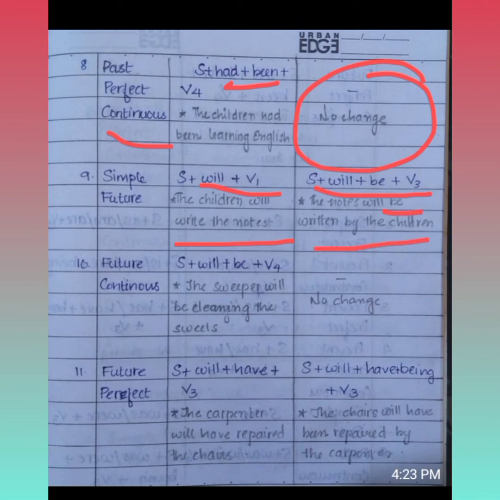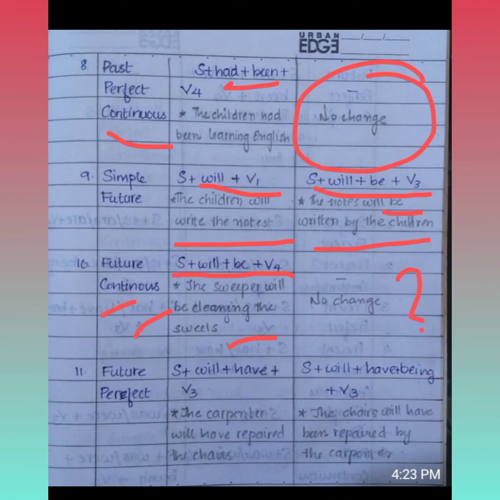Coming up to next, future continuous tense, the active voice will be in the structure of subject plus will be plus ing form of the verb. Here V4 means ing form of the verb. So the example is, the sweeper will be cleaning the streets. So what will be the change? No change here. For future continuous there is no change in the form.